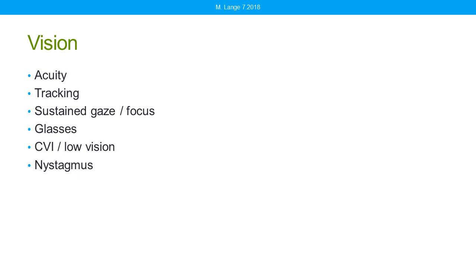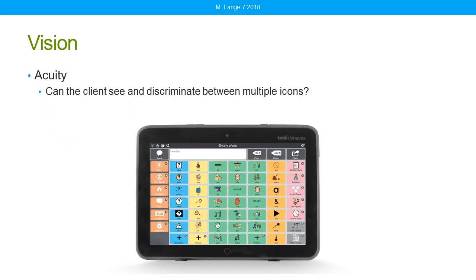All right, so let's talk about vision, because we're still talking about barriers to using eye gaze, and vision is really important, obviously. So first we have acuity. Acuity is important to allow the client to see each of these icons and discriminate between them. Depending on the device, there can be quite a bit that someone's looking at, and some of these icons might look kind of similar to each other. So the client has to have adequate acuity. If they don't, well, we can make the selections larger.